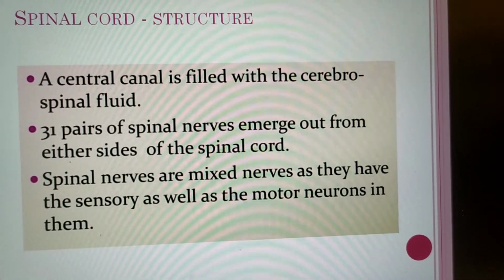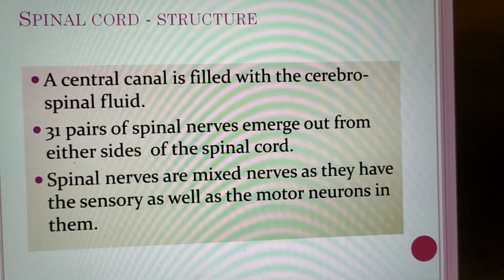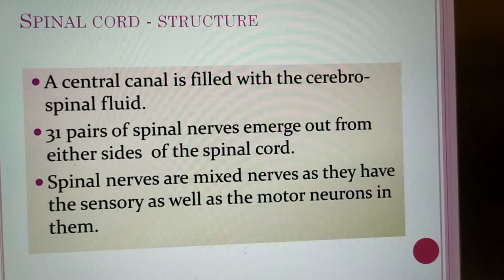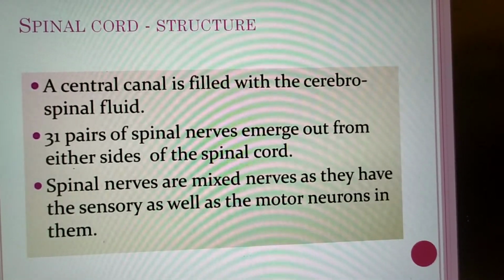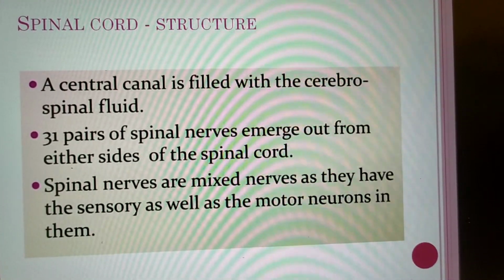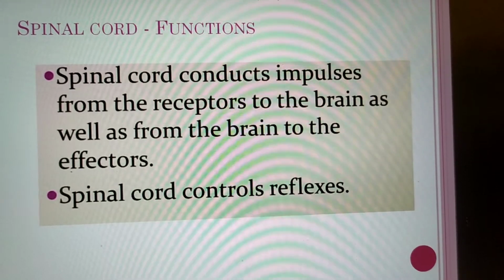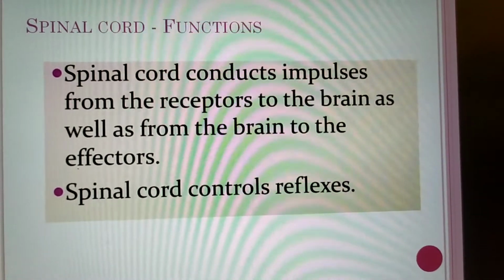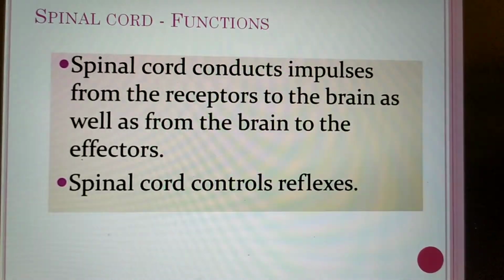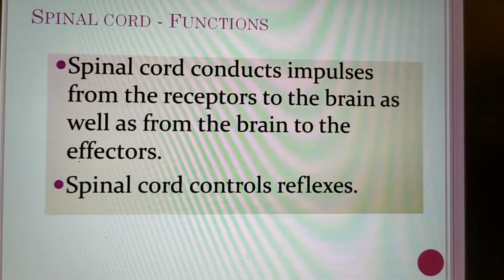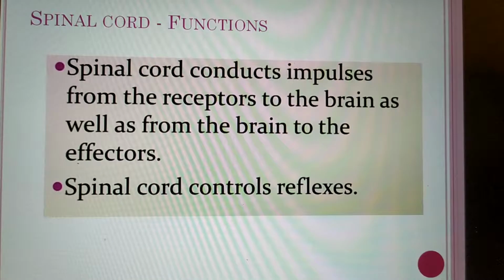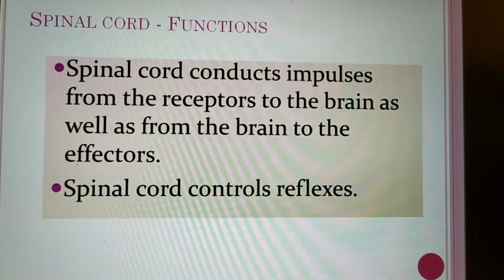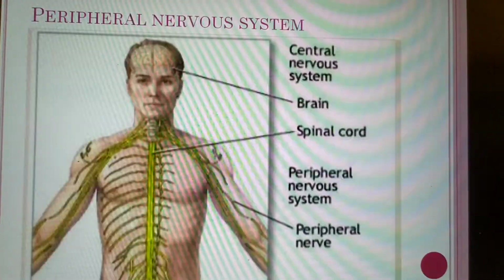31 pairs of spinal nerves emerge from either side of the spinal cord. Spinal nerves are mixed nerves as they have the sensory as well as the motor neurons in them. Spinal cord conducts impulses from the receptors to the brain as well as from the brain to the effector or the muscle region. Spinal cord controls the reflexes. Spinal cord plays a very important role in reflex action, which we have just discussed.